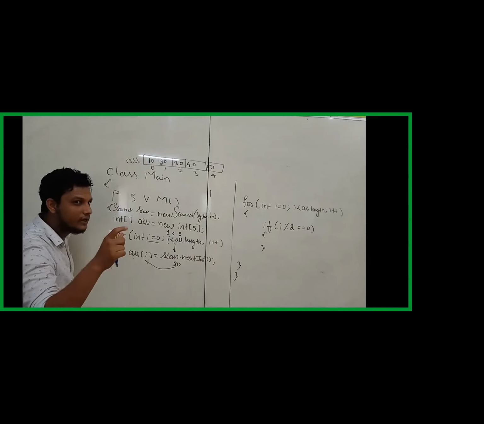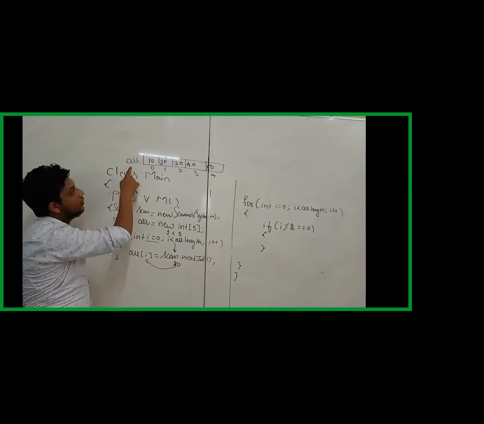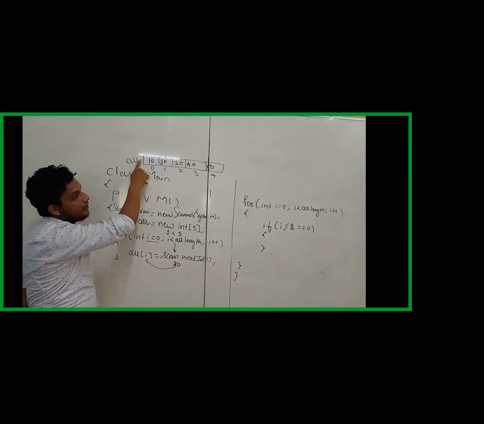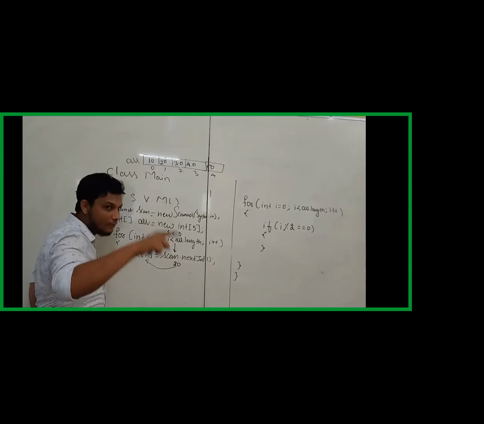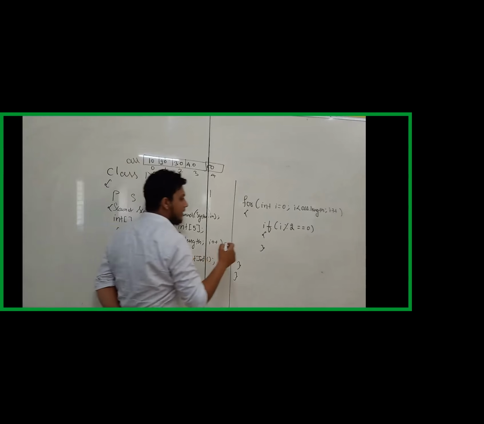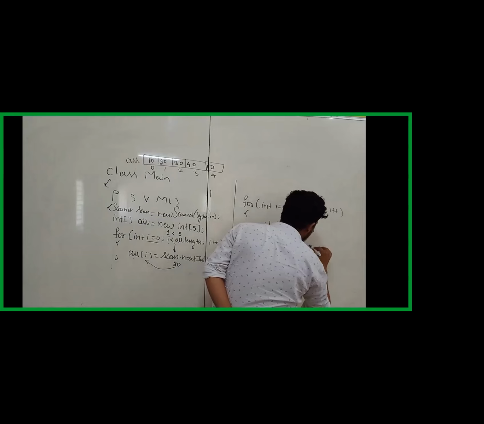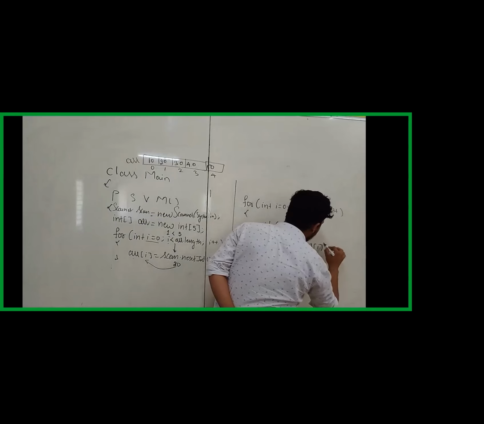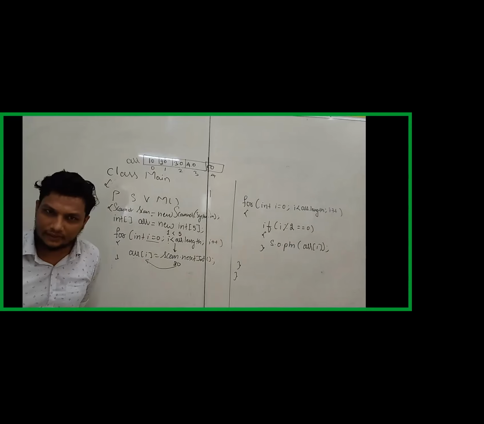I stands for any number. So if I want 10, then what is the I value? ARR of 0 means 10. ARR of 2 means 30. So the array index means some I value should be representing it. System.out.println ARR of 2. That's it. Program is done. Then we do the tracing of this one.